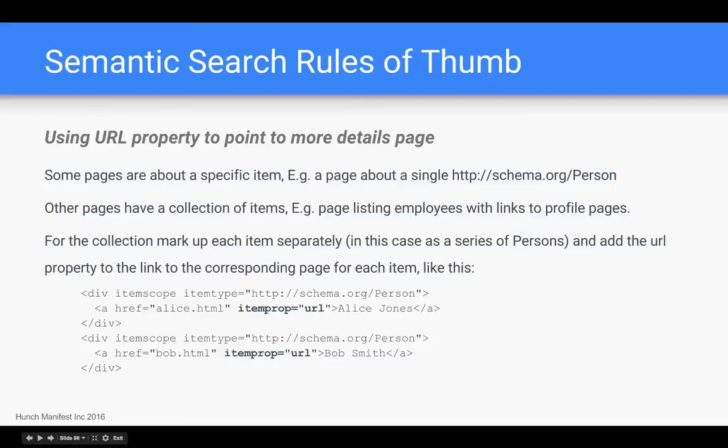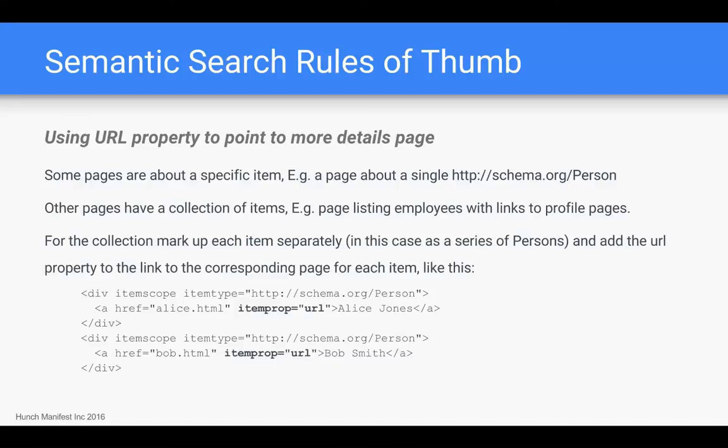Using the URL property to point to more details page. So this was mentioned in the last one, but this is kind of how you would do it. Some pages are about a specific item, so maybe it's about a person or a list of people, like a collection of employees with links to their profile pages. So for the collection, mark up each item separately, in this case as a series of persons, and add the URL property to link to the corresponding page for each item.